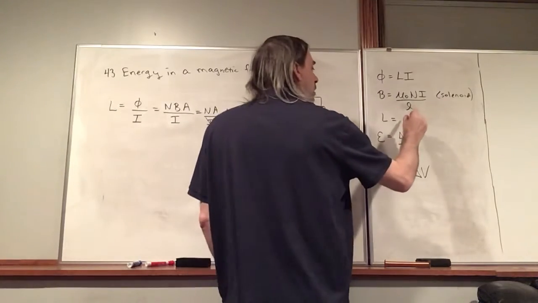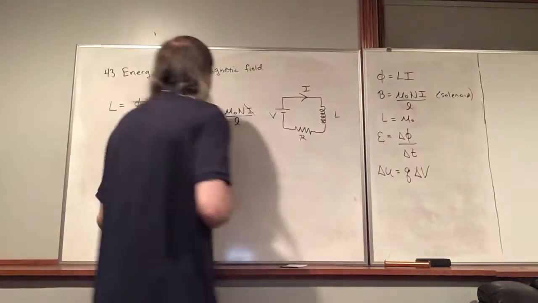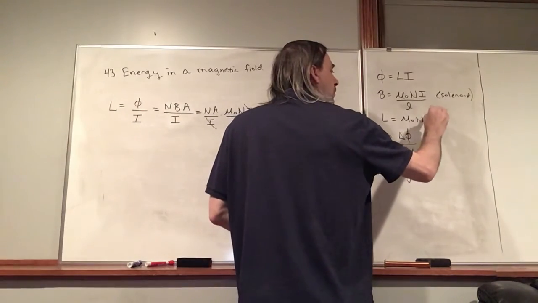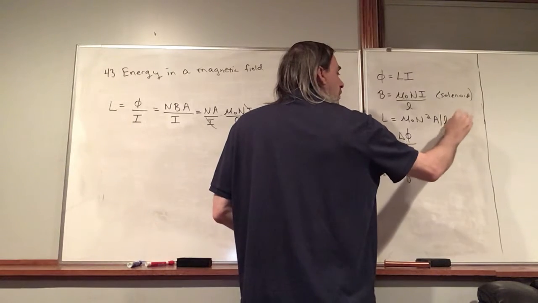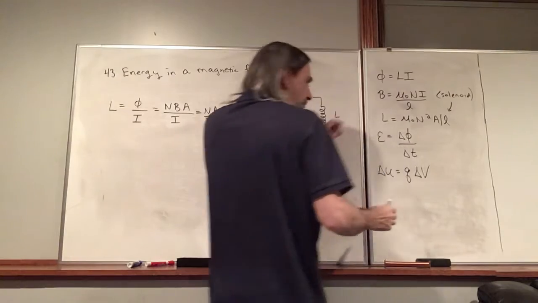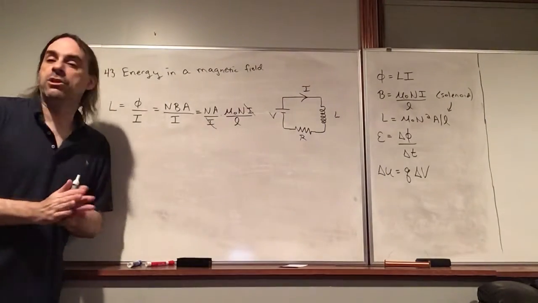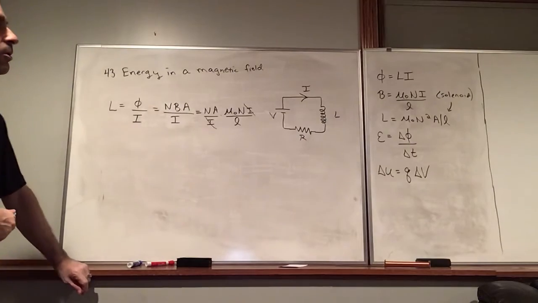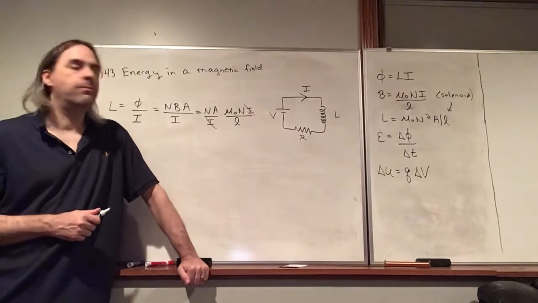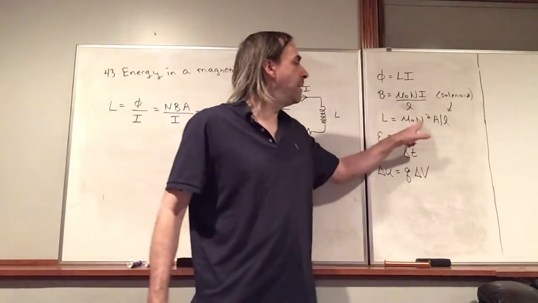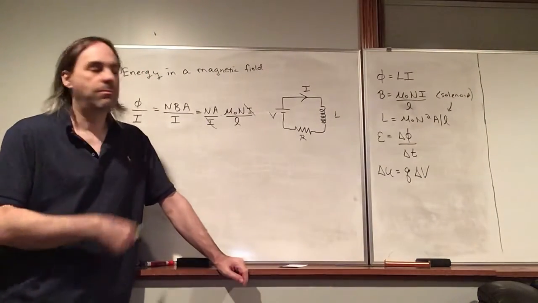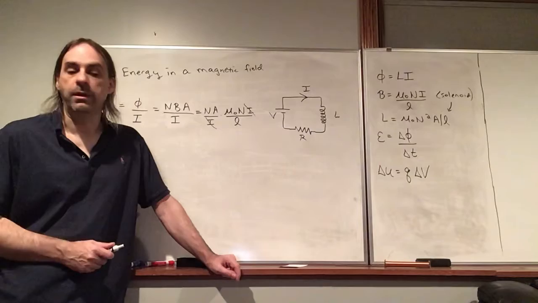μ naught, and then we have N squared A over l. So again, that would be for a solenoid. Okay, so we have the inductance of a solenoid. We did that before, but it doesn't hurt to do it again. Actually, I'm looking at my notes. I wrote it a little differently in my notes: μ naught, lowercase n squared, and then A times l. So remember, lowercase n is the turns density. These are just different ways of writing the same thing.